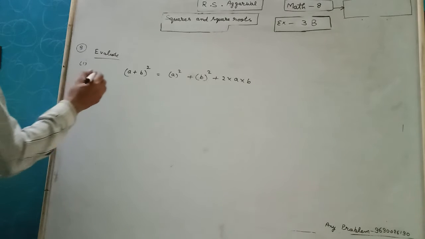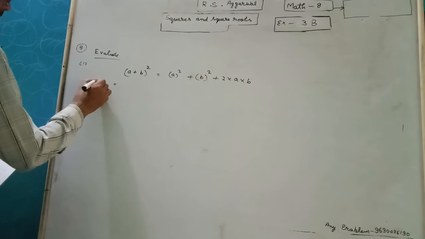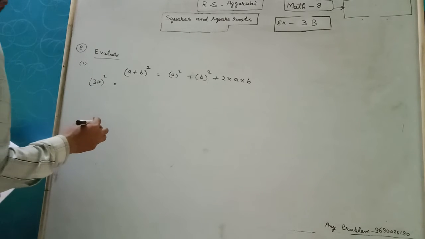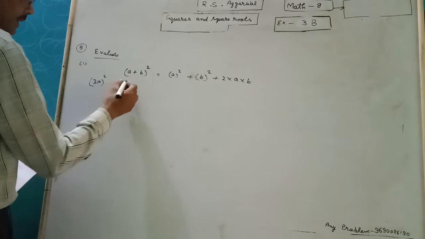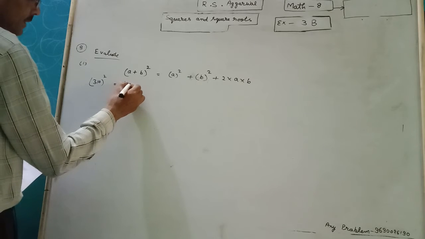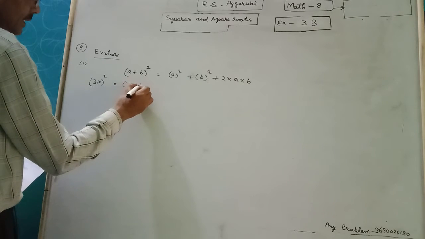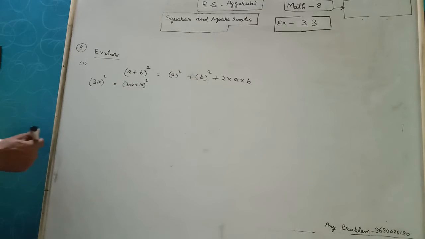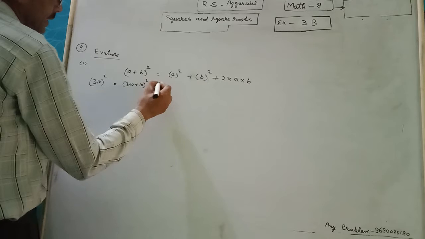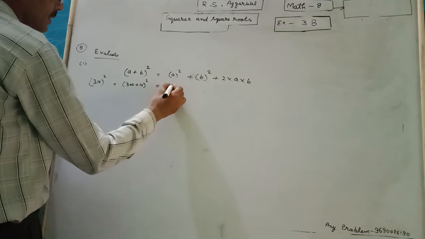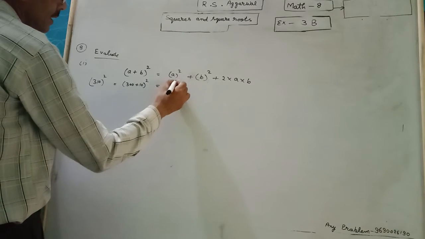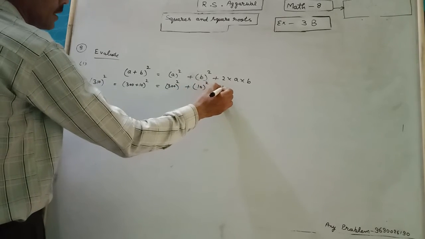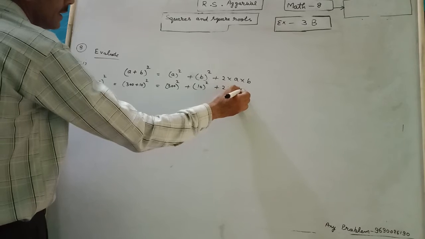Question is 310 square. Write 310 as 300 plus 10. A will be 300 and B will be 10. Write the value of A and B: 300 square plus 10 square plus 2 into 300 into 10.